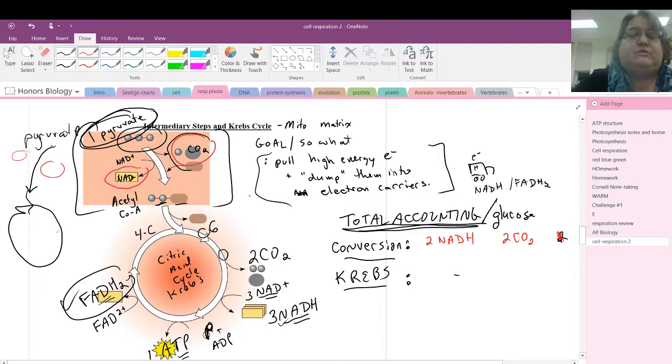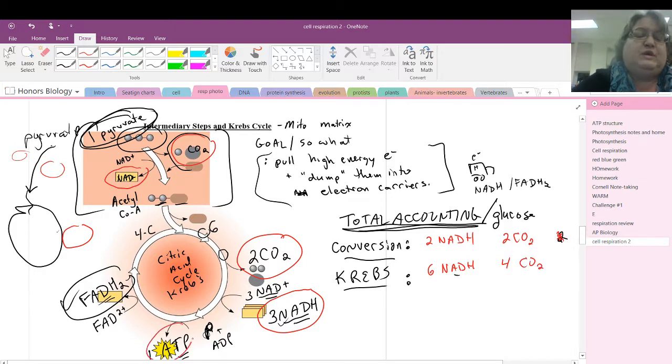The Krebs cycle will get another 3 NADH. However, there's 3 more that happen with the other pyruvate. So that ends up having 6 NADH. And then by the same principle, 2 times 2, that gives us 4 carbon dioxide. We can get 1 ATP, therefore it's 2 ATP. And then we can get 1 FADH2, but that also is multiplied by 2, so 2 FADH2.